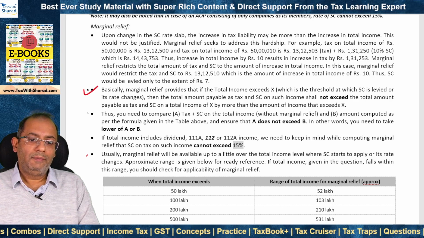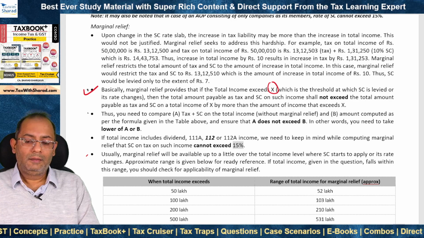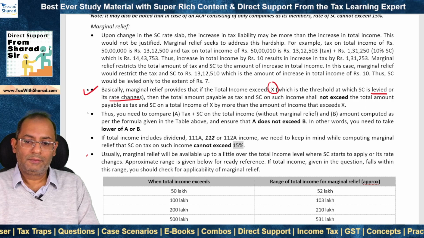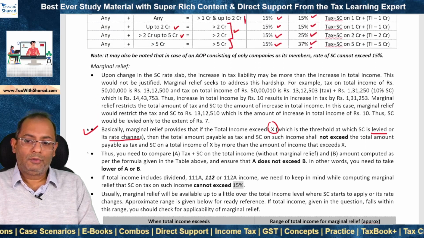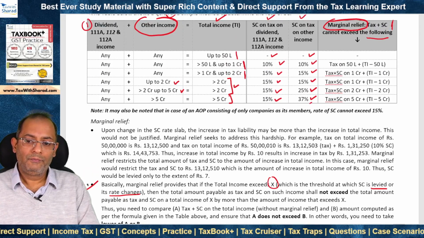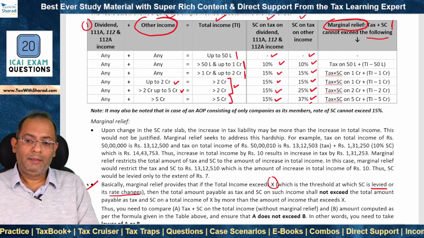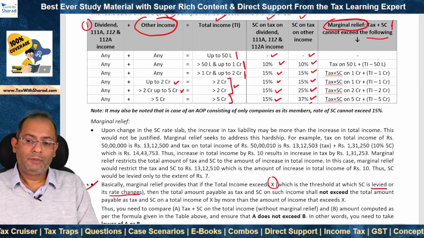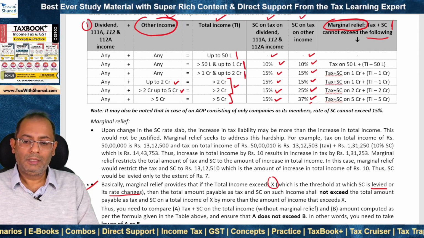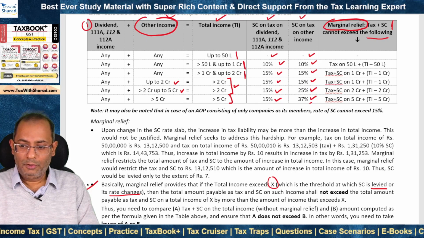Okay. So basically marginal relief provides that if the total income exceeds X, what is X? It's basically the threshold at which SC is levied or its rate changes. So what is that threshold? It is a threshold in terms of total income of 50 lakh, because beyond 50 lakhs surcharge starts getting applicable. And then the rate changes from 10 to 15% at a level of 1 crore, from 15 to 25% at a level of 2 crore, and 25 to 37% at a level of 5 crore. So 50 lakh, 1 crore, 2 crore, 5 crore, these are the threshold levels that we are talking about.